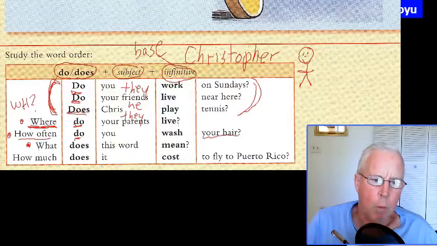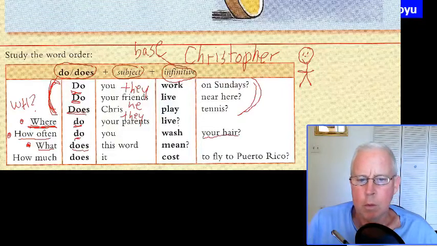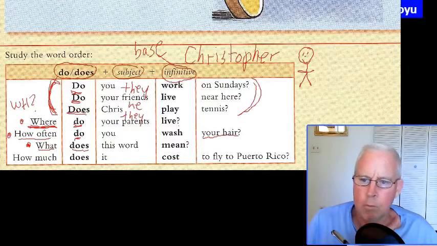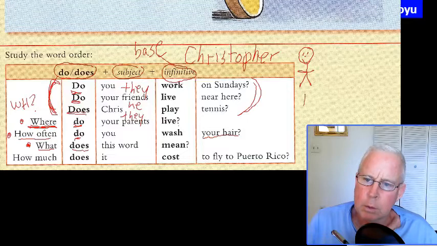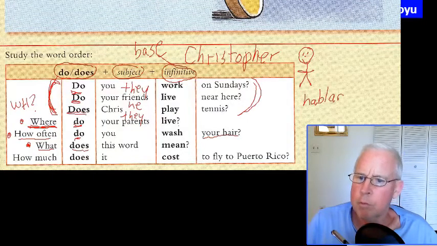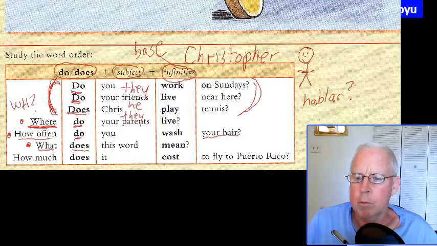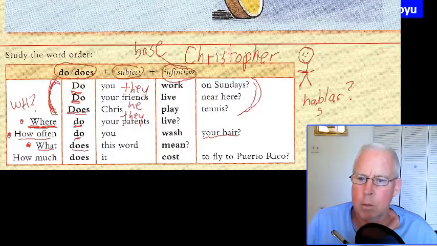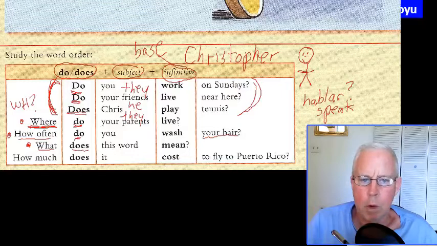Here we have, what does this word mean? And the answer will be, for example, what does this word mean? Native Spanish speakers, hablar. So this word means speak. So what does this word mean?